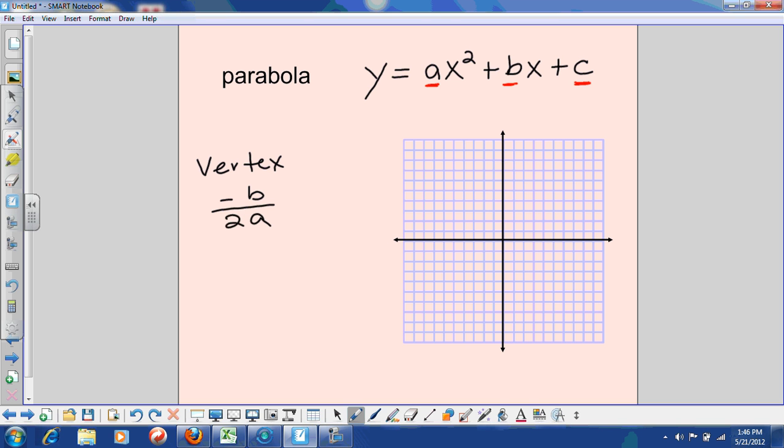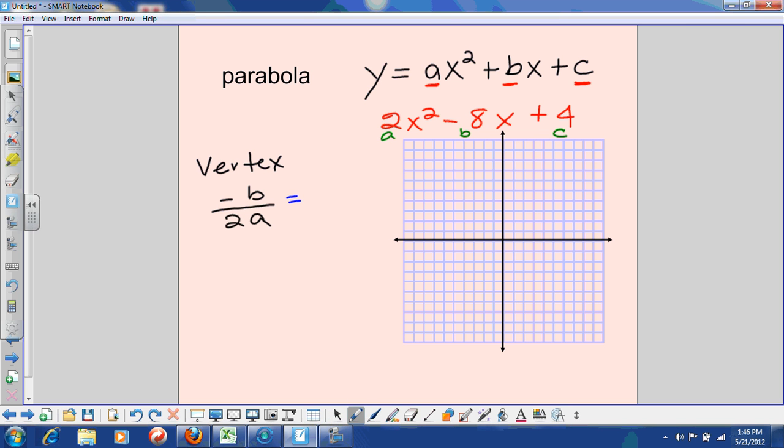So in order, let's have an equation. Let's do 2x squared minus 8x plus 4. Okay? So now we know that 2 is going to be our A, negative 8 is going to be our B, and 4 is going to be our C. Make sure you keep the sign in front of the number. So let's go put these in.